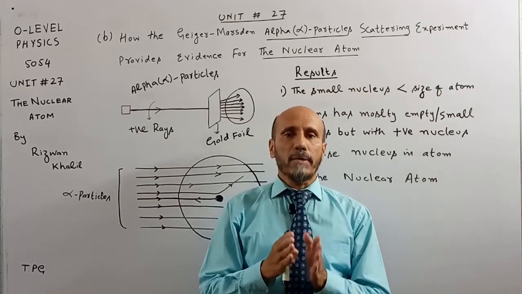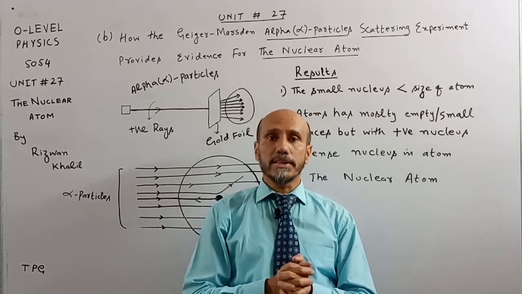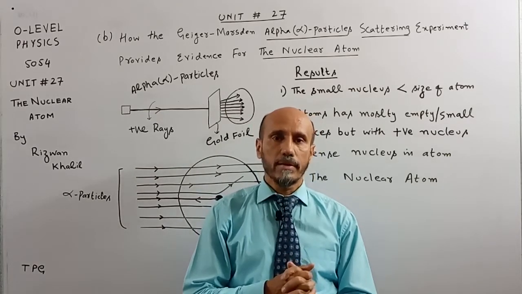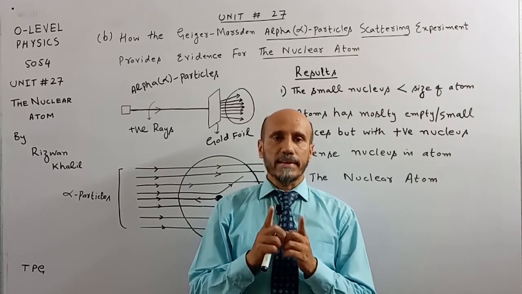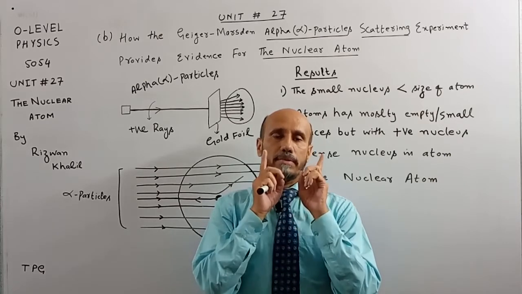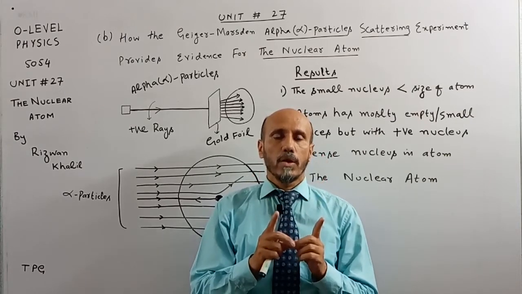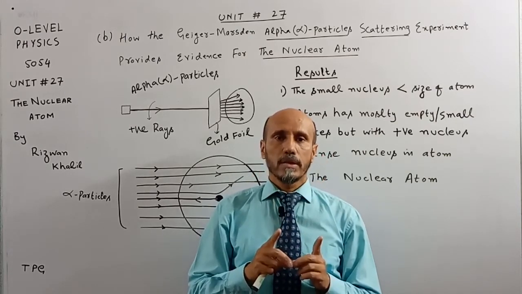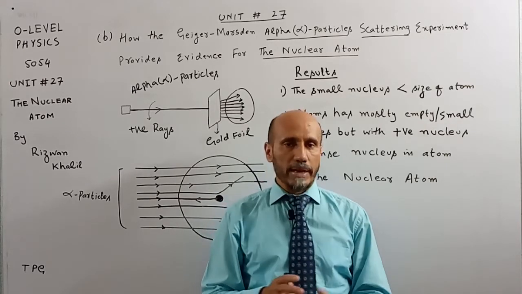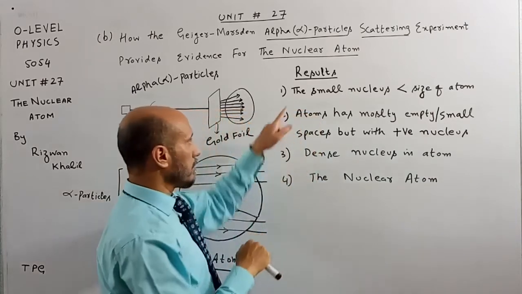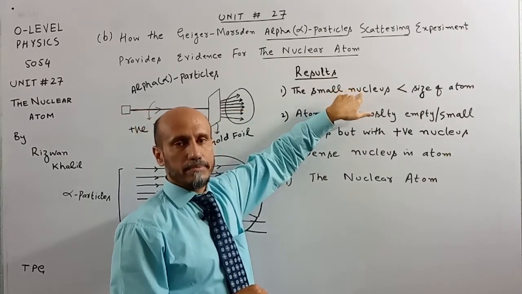Now why were the alpha particles being deflected? We have already studied in the previous unit that like charges repel each other. So it means that when alpha particles were deflected, they definitely struck with some positive particle which came in their path. So what they concluded from this experiment is that there exists a small nucleus inside the atom.